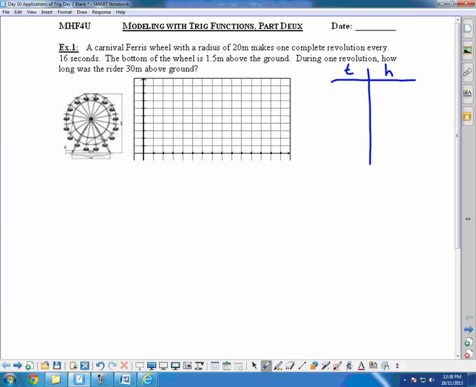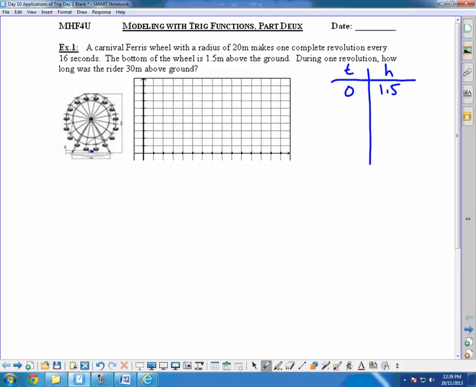So let's consider the 0 spot. So the 0 spot is right down here. And the height is, well, you're 1.5 meters above the ground. So you step into the ride, you're 1.5 meters above the ground. We know that we're going to go from here and then ride all the way around the outside of the wheel, and then 16 seconds later, we're done.